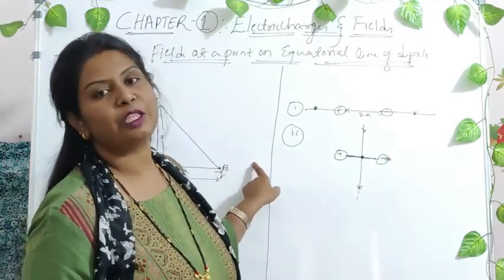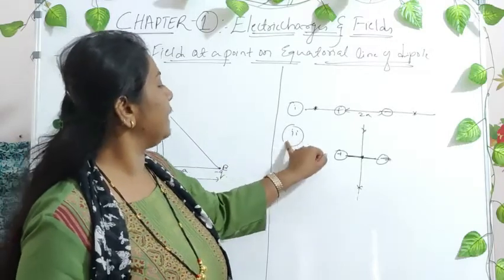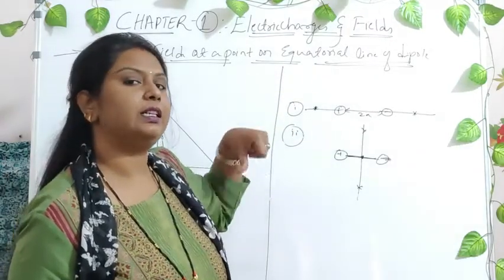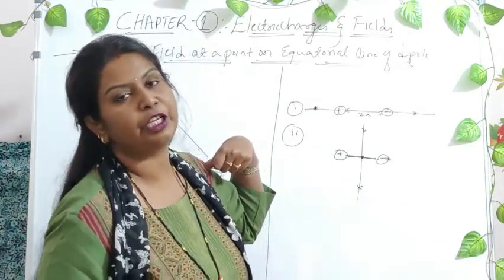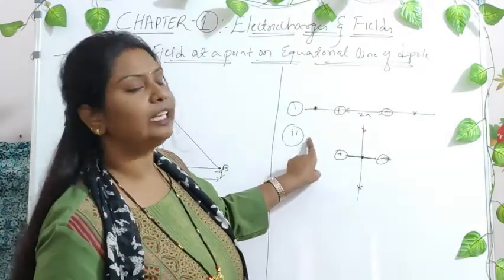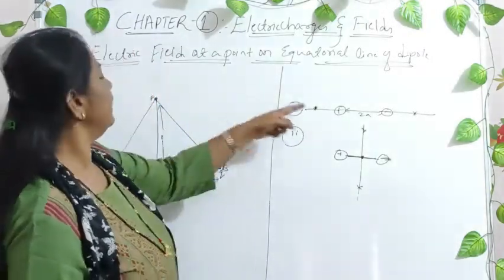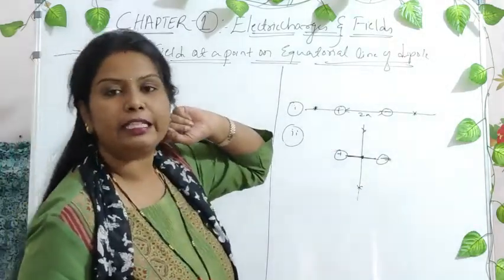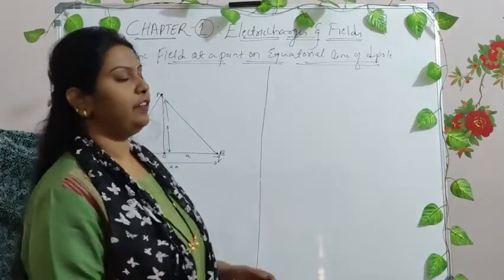Is this clear up to this particular point, right? We will learn the second derivation. The very first derivation was dealt with in the previous video, and in this video we will be learning what is the electric field intensity at the equatorial line of the electric dipole. Okay, let us start with the derivation.